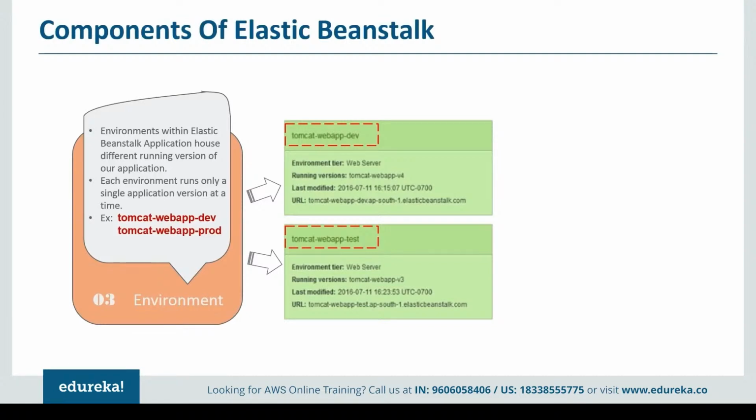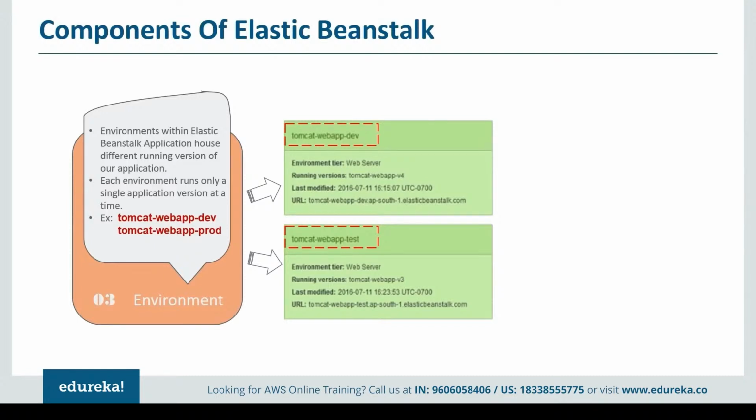Then we have something called environment. Environment is a place where you actually run your application. When you launch an Elastic Beanstalk environment, Beanstalk starts assigning various AWS resources like EC2 instances, auto scaling groups, load balancer, and security groups to your application. The point you have to remember is that at a single point of time, an environment can run only a single version of your application.